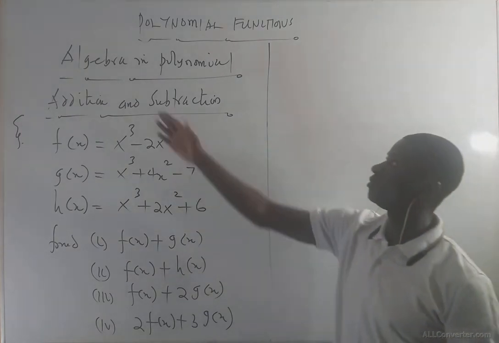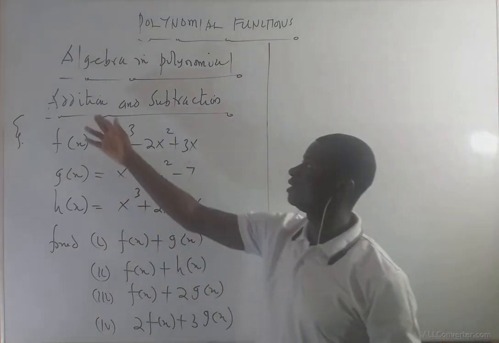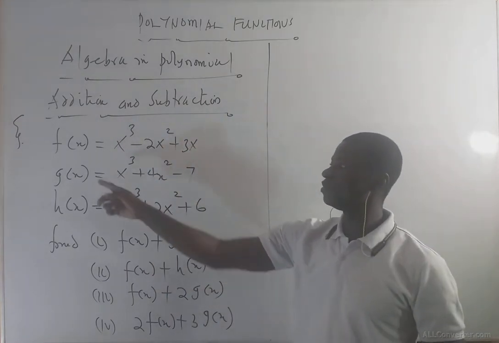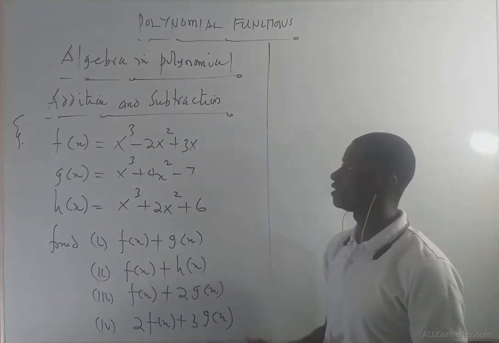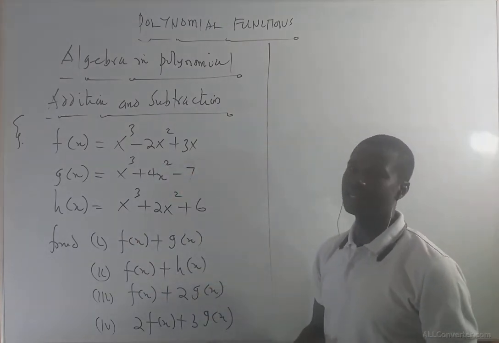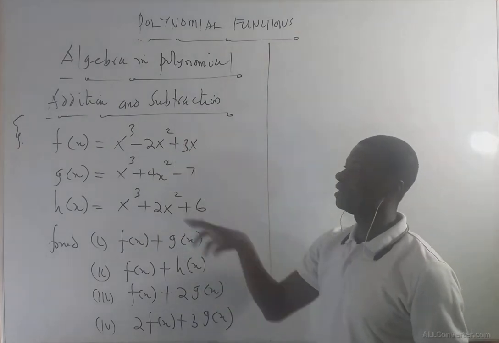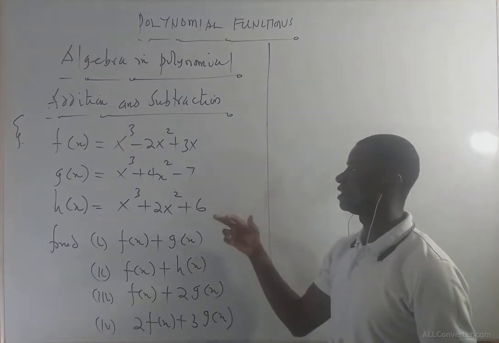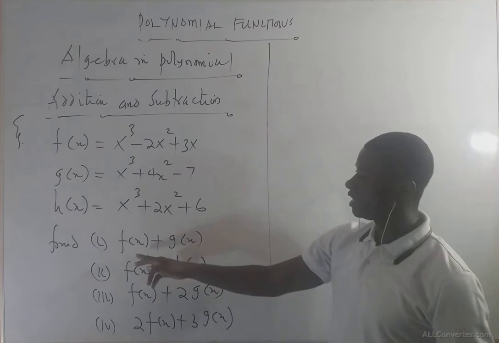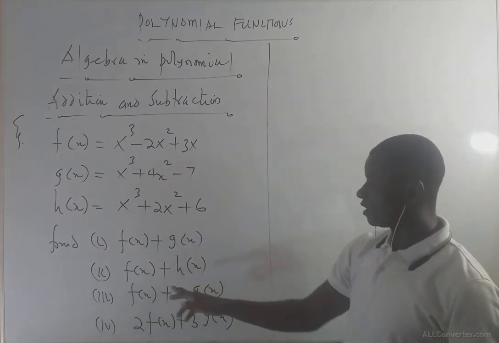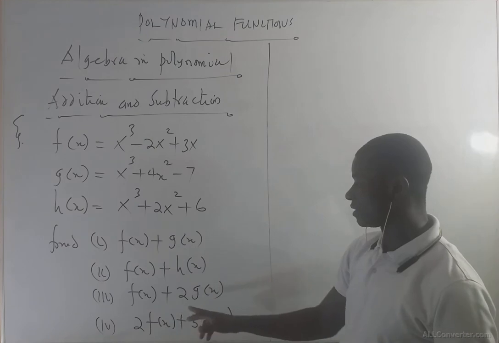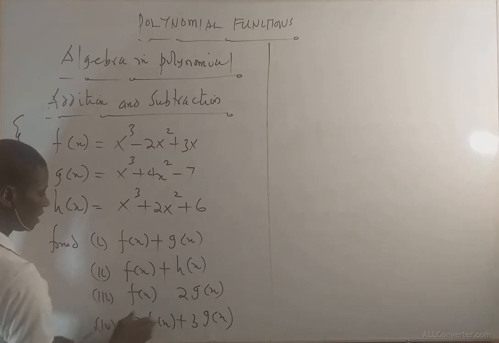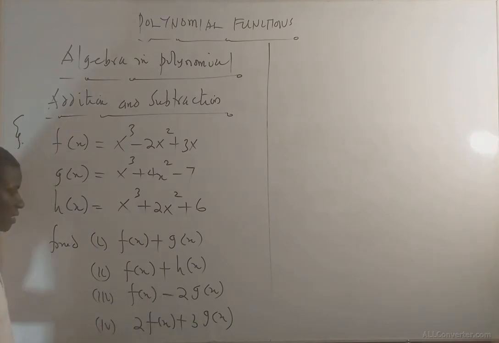Now we are looking at algebra and polynomials, and first of all, we are looking at addition and subtraction of polynomials. So these are the three functions we are given: f of x, g of x, and h of x. And all these are cubic functions. You can see that the highest exponent is 3, and it's the highest exponent of the variable that determines the degree of that particular polynomial. So this is a cubic function. Okay, so we have to find f of x plus g of x, f of x plus h of x, then f of x plus 2g of x. Because we are looking at addition and subtraction, let this one be minus 2 times g of x.